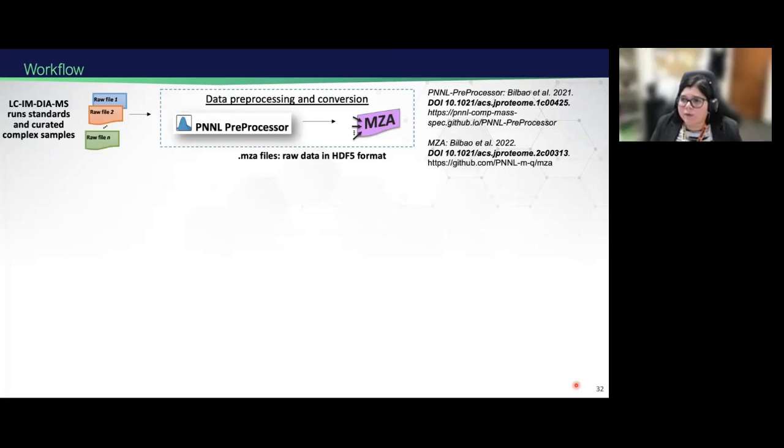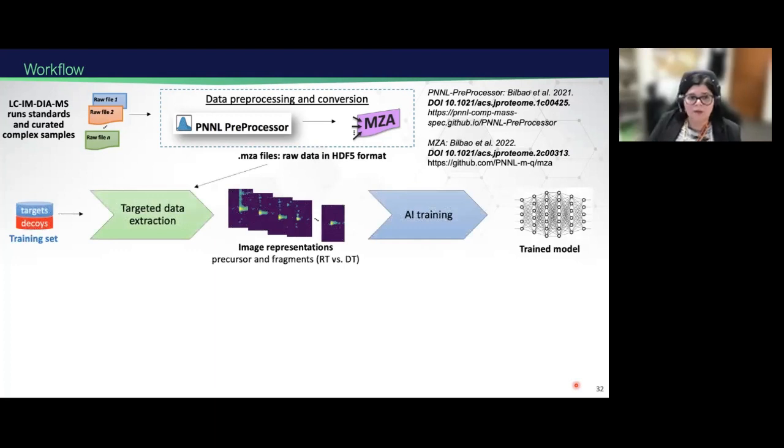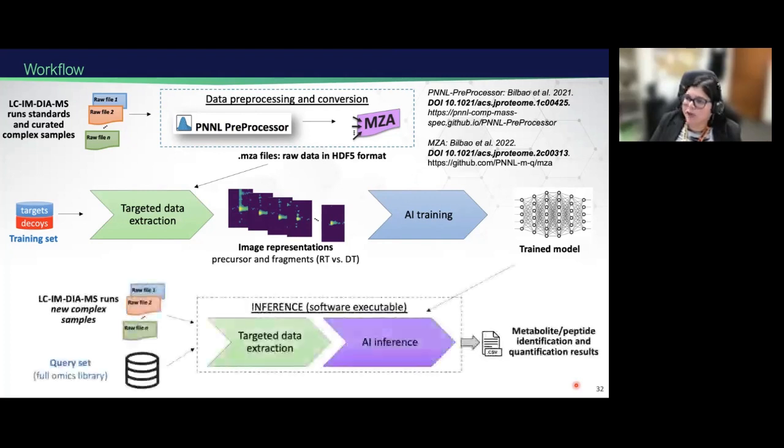In our current workflow, we are using the PNNL preprocessor tool and then EMSA to improve the quality of the raw signals, then doing the raw data conversion to EMSA. We are training our model based on curated data examples that we are extracting. And then we are using that trained model. We are working on creating a software executable that can do the inference, and we can use it to analyze new samples at scale.